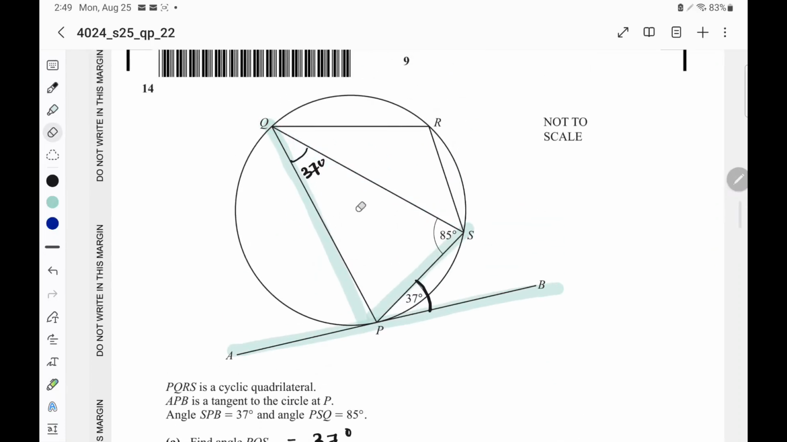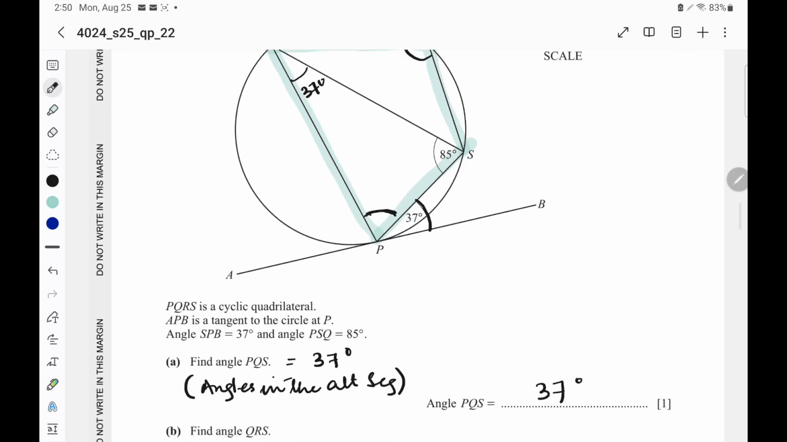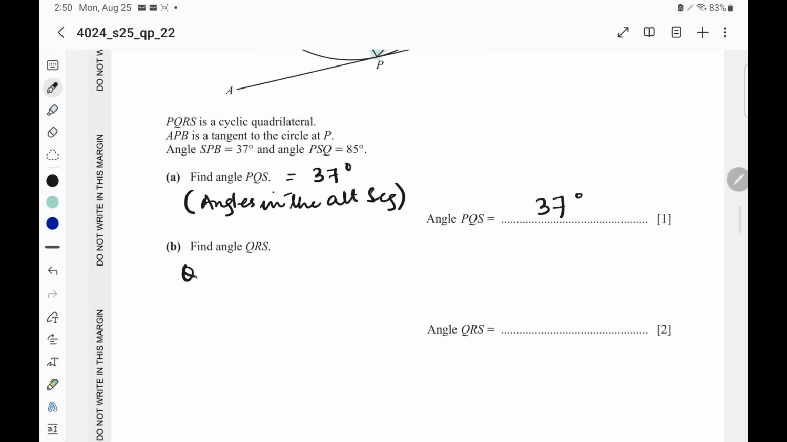So Q to R to S, we'll have to check what is Q to R to S. Easily we can see this angle is required, which is opposite to this one. And either you will take the cyclic quadrilateral, or you can say the angles in the opposite segments are supplementary. That means it's the same property. So why not we find out angle QPS? So just quickly find out angle QPS.